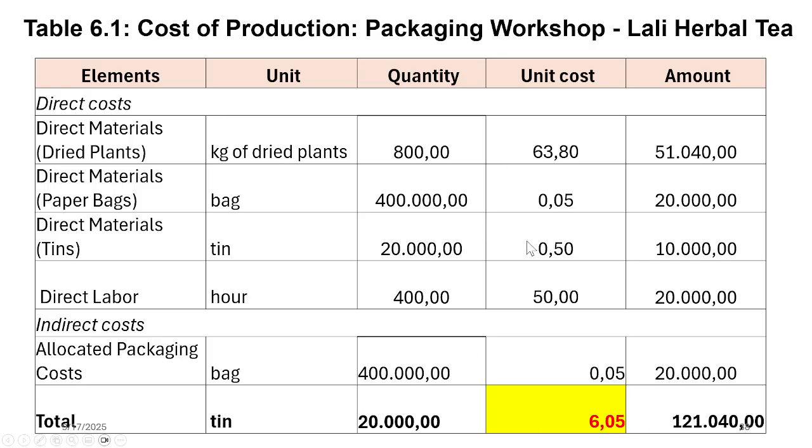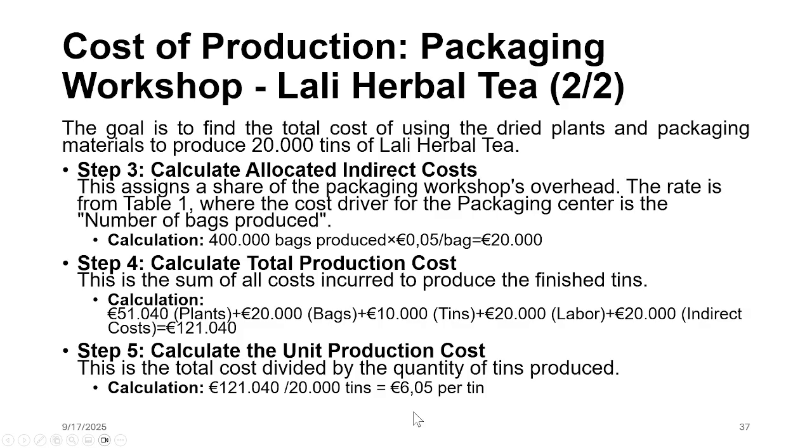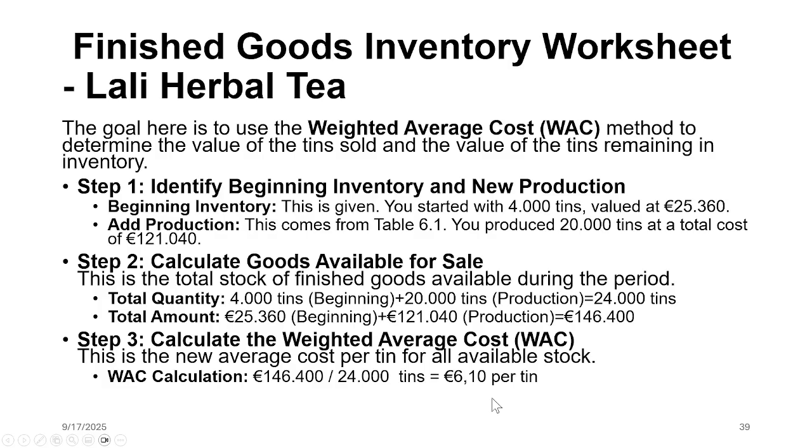And the last step is to calculate the unit cost of the packaging workshop for Lily Herbal Tea, which should be the total cost amount divided by the quantity. So you can see from here how we can calculate the cost of production at the packaging workshop for Lily Herbal Tea. Now we will use 6.0 euro and cents per tin to apply in the next step, which is to calculate the cost of the finished goods inventory, right?